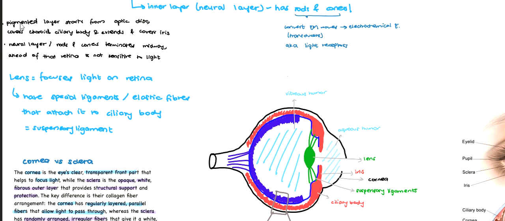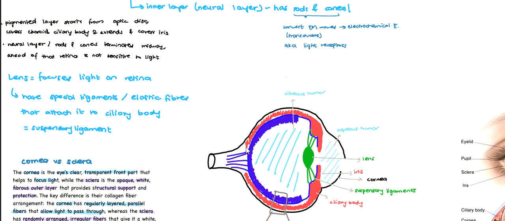Now the pigmented layer starts from the optic disc and then it covers the choroid and then it comes behind the ciliary body and then it also covers the iris. This is the pigmented layer. Whereas when you talk about the neural layer, or the layer that contains the rods and cones, it terminates midway. And where does it terminate? It terminates in the region between the equator and the corneoscleral junction. This is the corneoscleral junction. This is the equator. So between that, midway, it terminates, and the point where the neural layer terminates has the ora serrata.